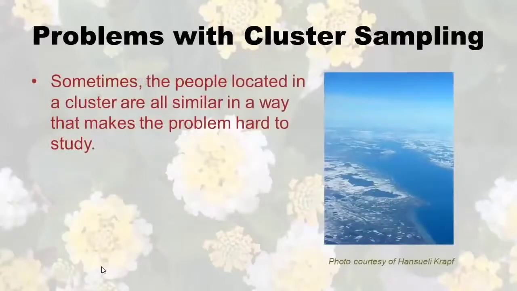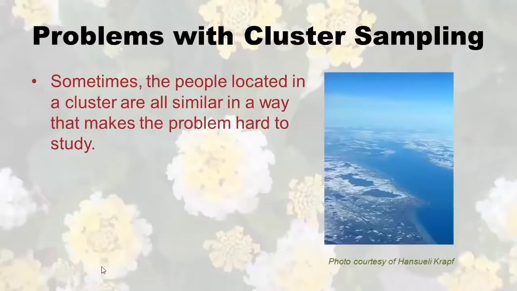So as you can imagine, not only is this practically difficult, but there's reasons why people live together, right? People live in communities. People don't just randomly scatter themselves. Cultural communities grow. Communities grow around art. Affluent communities have different people in them than communities that have less money. So sometimes the people located in a cluster are all similar in a way that makes the problem hard to study. This is especially true if you're studying some geographic thing, like maybe a factory or a sewage plant, that you think might be causing cancer.